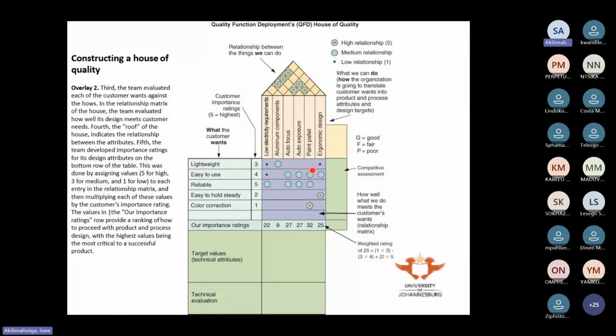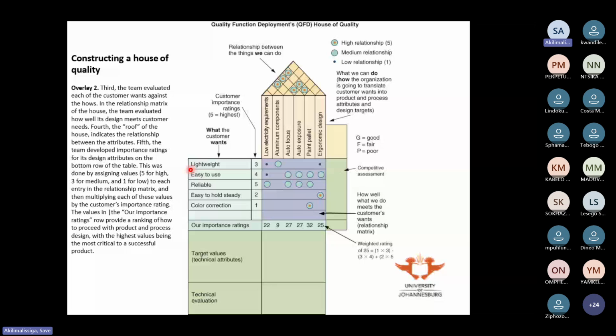Now, moving on to easy to use, it's still the same approach. Easy to use and low electricity requirement. What kind of relationship is there? You are looking for the intersection between this column, if you pull it down, and this column, easy to use. So the intersection is here, and we have this symbol that suggests that between easy to use and low electricity requirement, there is a low relationship.